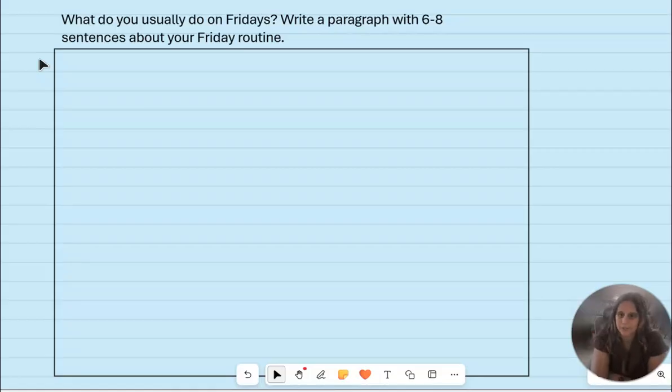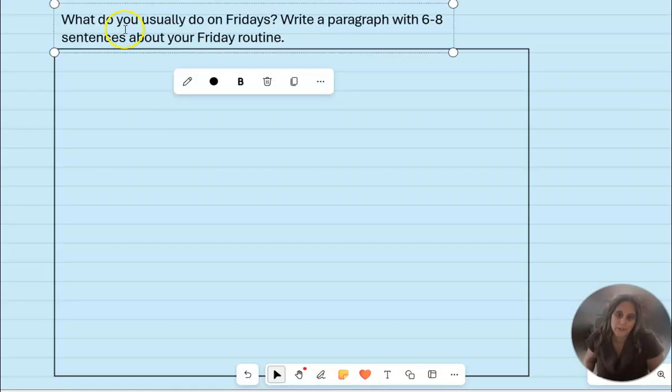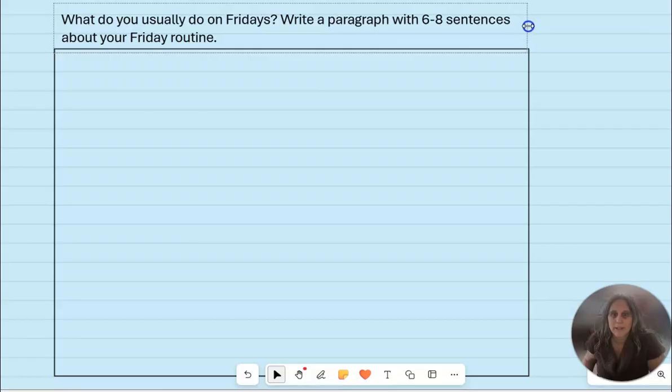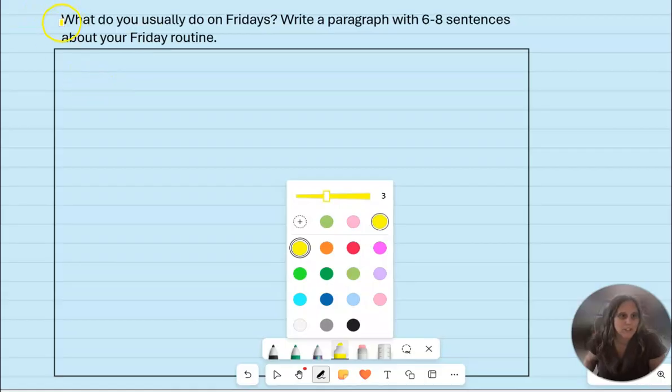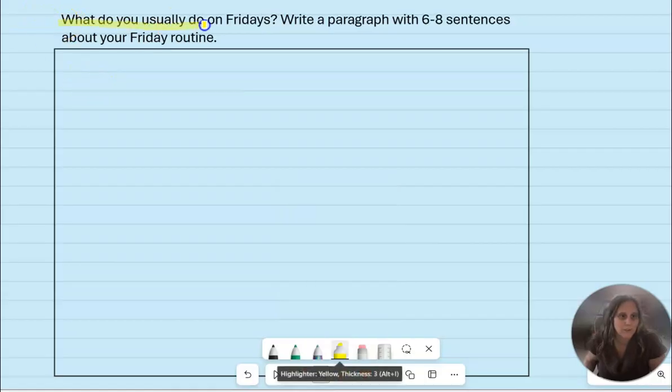It is difficult for many students, so let's look. When you write a paragraph for the tests, there is a question you need to answer in your paragraph. In this example, the question is, what do you usually do on Fridays?